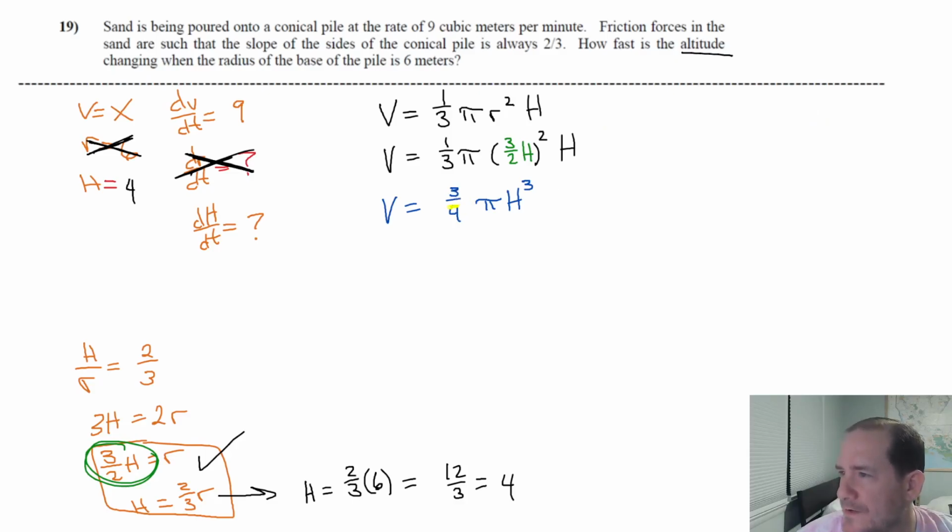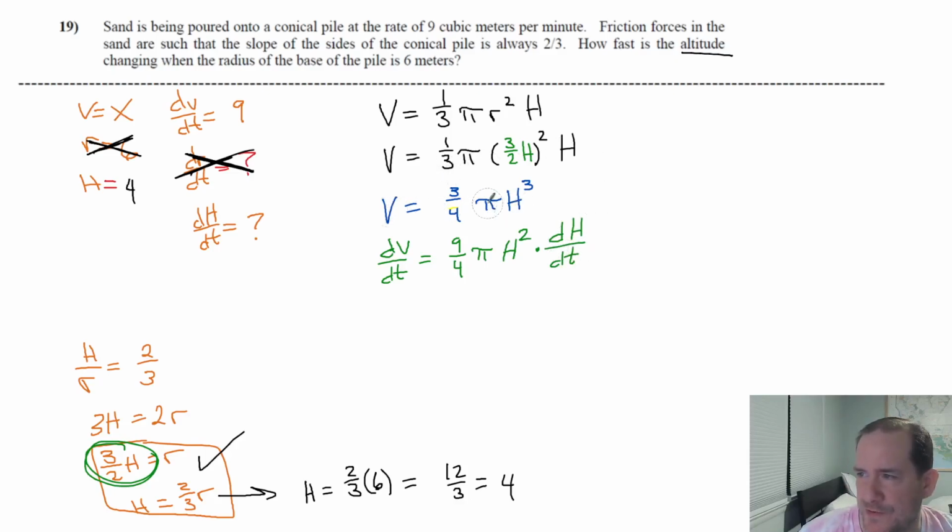And that was yellow. I don't know if you can tell that's yellow, but whatever. All right, so we differentiate, we get dV/dt. And it equals, well, we multiply by 3, so we get 9/4 times pi times an h that is no longer cubed but squared, and then we chain rule out a dh/dt.